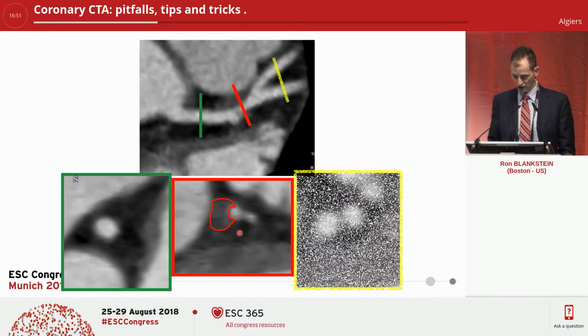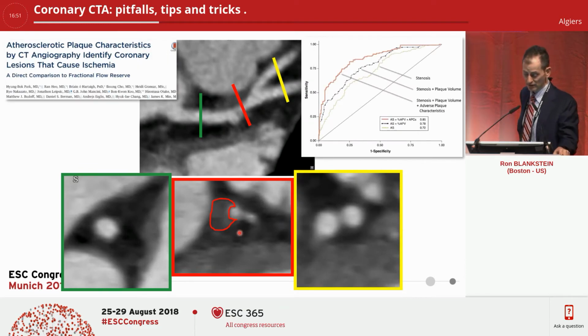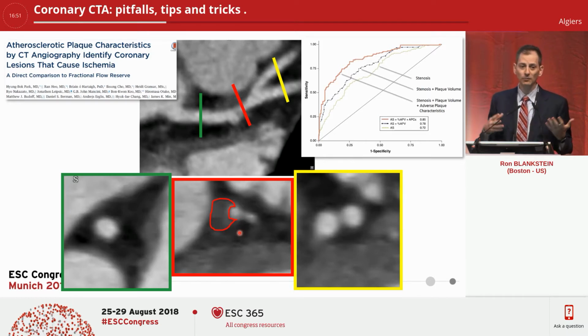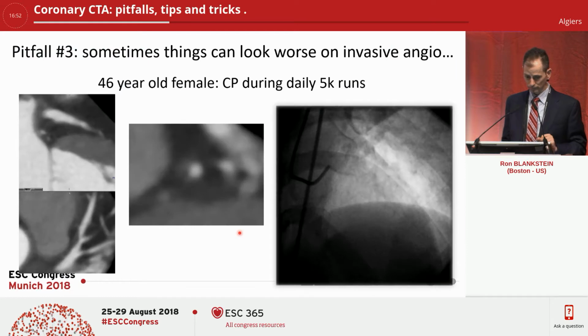And here's the distal reference. It has been shown in this paper and others that when you add these advanced plaque characteristics, such as positive remodeling, low attenuation plaque, or just the overall amount of plaque, that adds incremental value at predicting lesions that are hemodynamically significant. So this is a lesion that angiographically and even by CTA is mild, perhaps some would call this moderate, but certainly not a very impressive lesion, except for when you notice how much plaque is there.